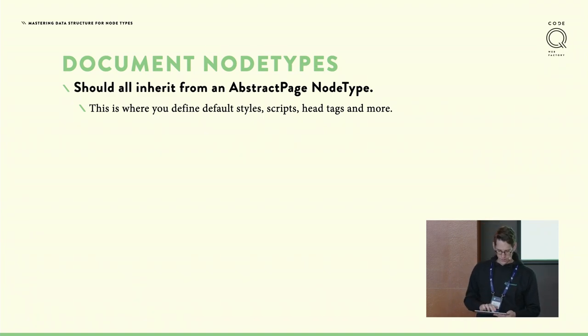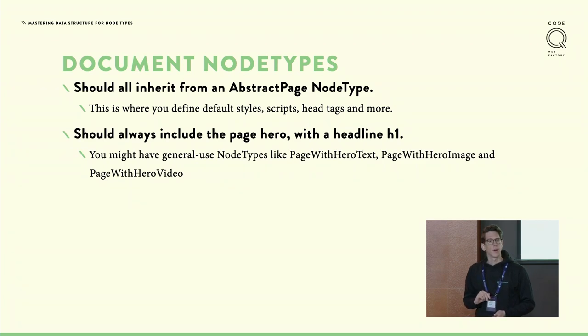And then you'll probably want to start by having some general use case node types, like a page with a hero image, a page with a hero text, hero video, something like that. Make sure that the hero element is a part of the document node. The big advantage is every page needs to have some kind of header. And a header should be only on a page once, and there should be only one H1 tag on a page. If you put it on the document node, you just have that.